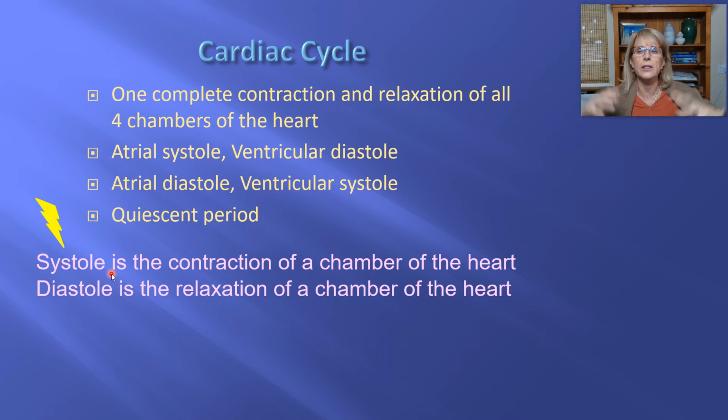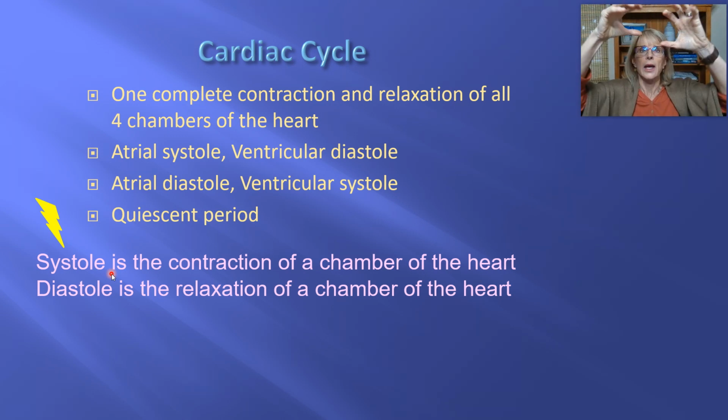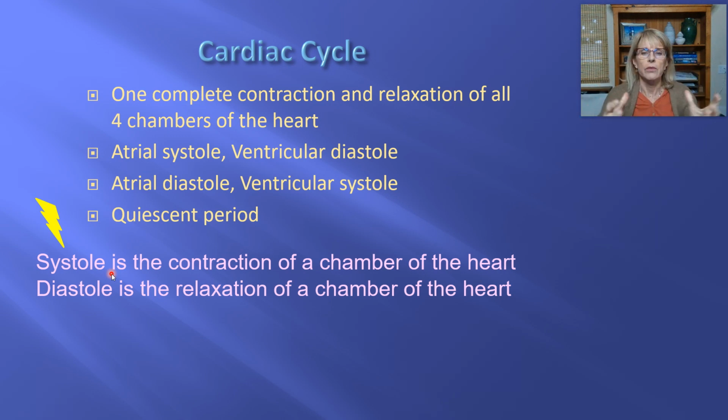So the cardiac cycle is this. Both of the atriums contract, then the ventricles contract, then there's a moment of rest. Atrial systole, ventricular systole, a moment of rest, right? That's the cardiac cycle. That moment of rest is known as the quiescent period. And that quiescent period is the only chance that your heart has to rest.